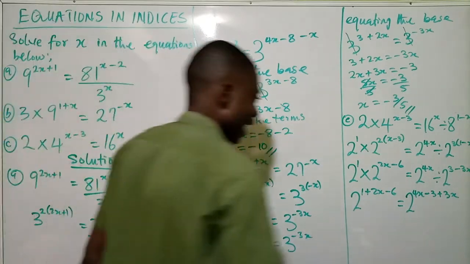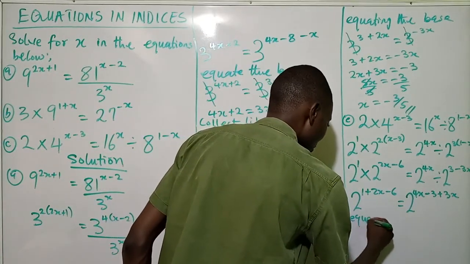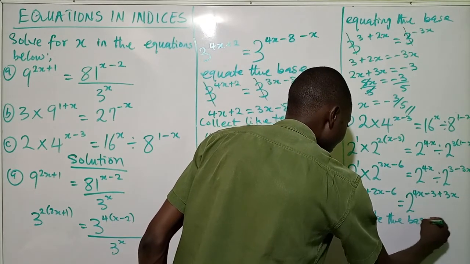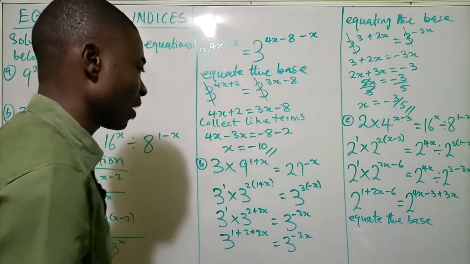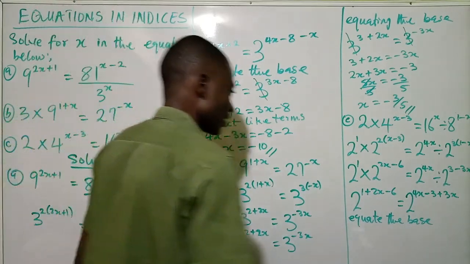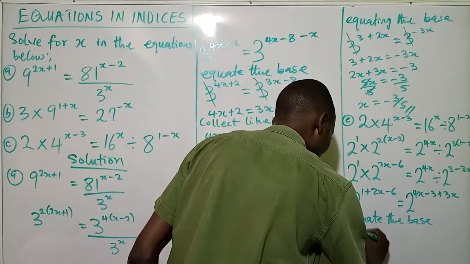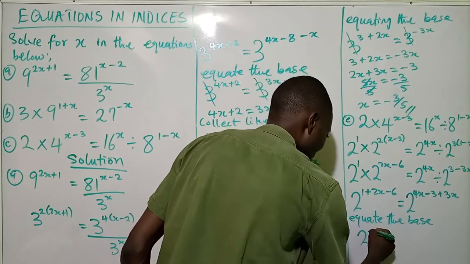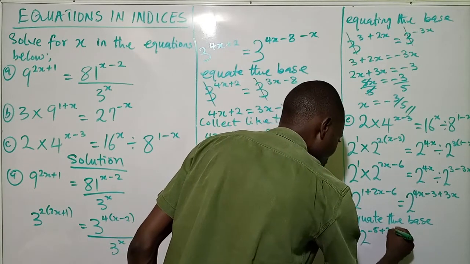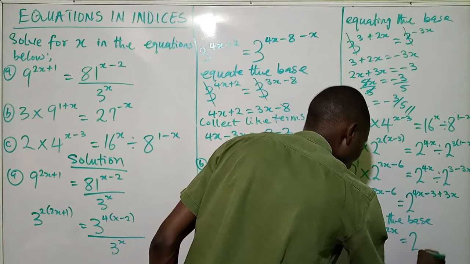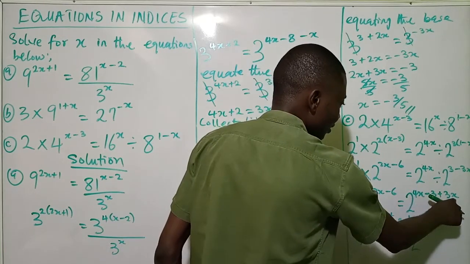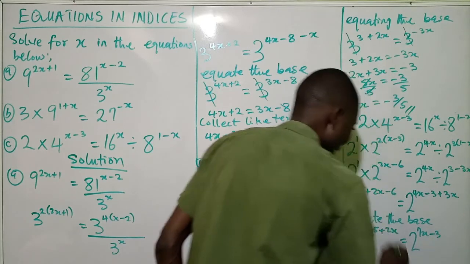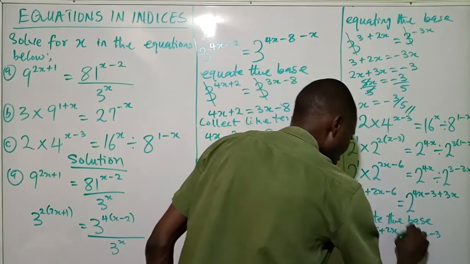So now what will I do? I can now equate the base. If I'm equating the base now, what will that give me? So that means I'll now be having 1 minus 6, which is minus 5, plus 2x equals 2, 4x plus 3x, which is 7x minus 3. So now equating the base, this goes with this.